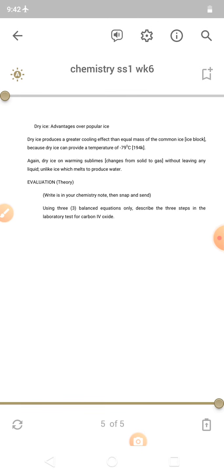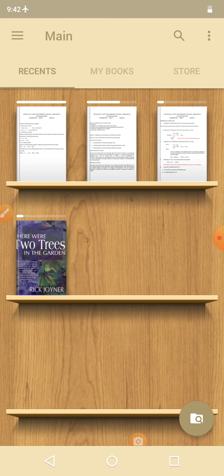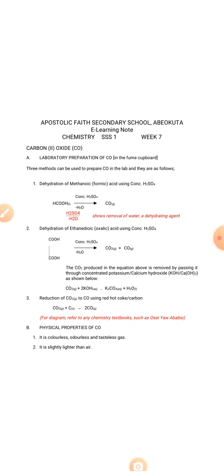And let's quickly go to week 8 before we round off this session. So in week 8, we talk about carbon 2 oxide. In week 6, we talked about carbon 4 oxide. In week 7, we talk about carbon 2 oxide. Production of carbon 2 oxide, laboratory preparation of carbon 2 oxide. There are 3 methods there.